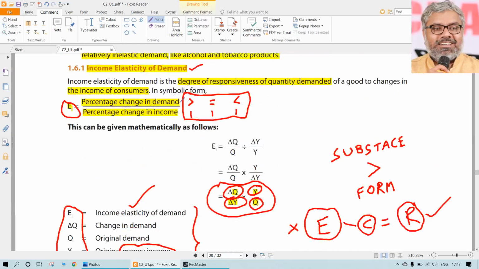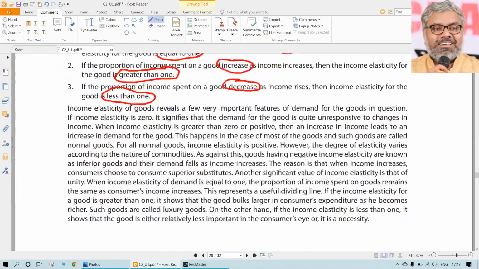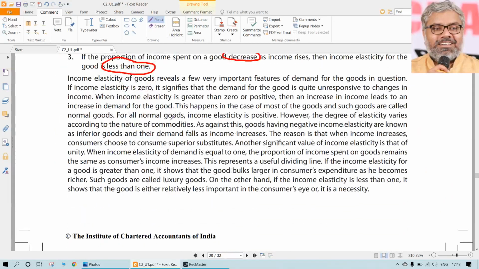If percentage change in demand is more than the percentage change in income, then the income elasticity is greater than 1. If both are same, then the income elasticity is equal to 1. If the percentage change in demand is less than the percentage change in income, then the income elasticity is less than 1. These are the 3 possibilities that we can identify. So various things are there here to note. What if the income changes, how does the demand of that particular commodity behave? That's what is expressed by income elasticity of demand.